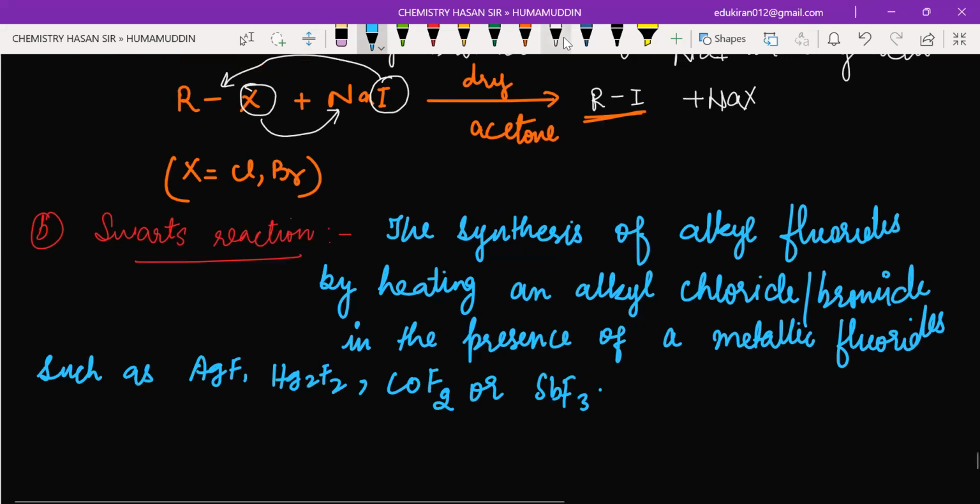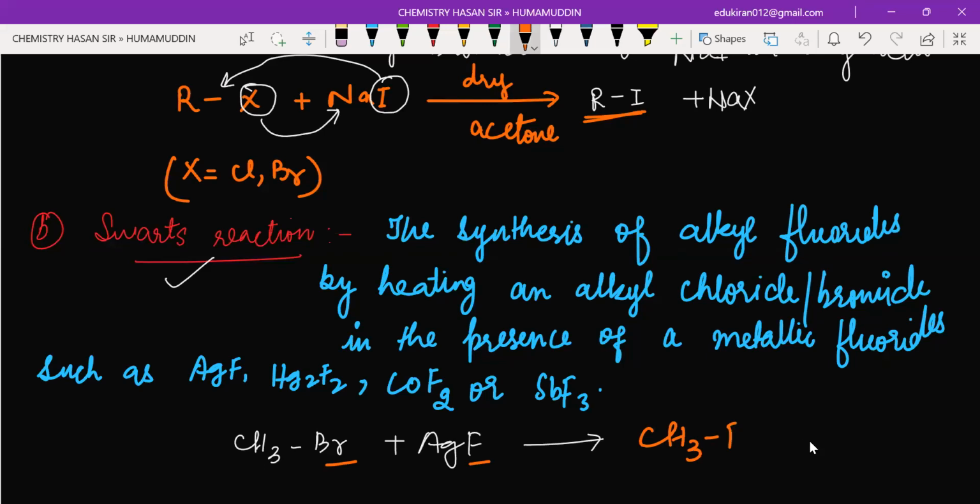The reaction is termed the Swarts reaction, and you can see either it is CH3Br or CH3Cl. You are going to react with metallic fluoride, then halogen exchange will take place. This will be replaced by this, so it will be CH3F and AgBr precipitates out. So this method is especially to prepare alkyl fluorides.